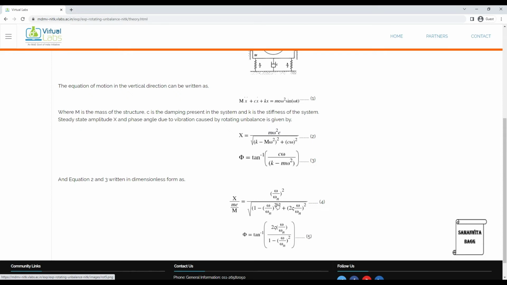When you see the right hand side, omega and omega n has a unit of radians per second, which means overall no unit, and zeta has no unit of its own. So the left hand side and the right hand side gives out no unit, which means they are the dimensionless form of the same equation. When you see the equation number 5, this is also the dimensionless form of the third equation. Here also a small modification has been made such that there is no unit left on the right hand side and the left hand side.